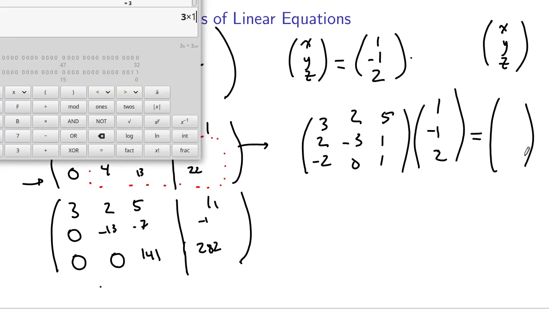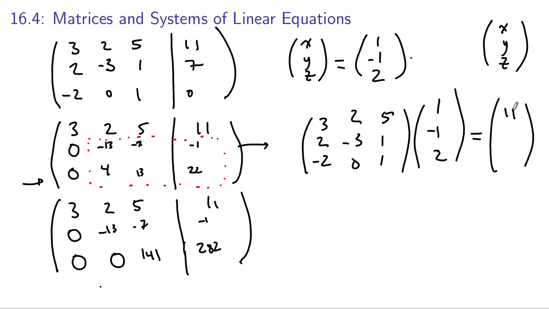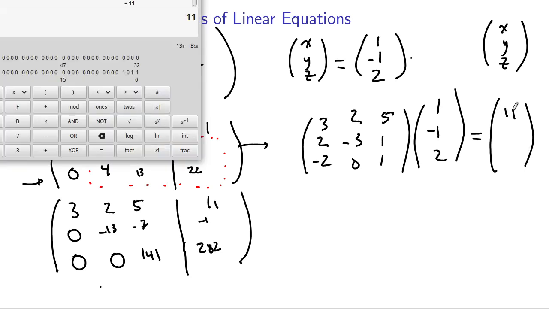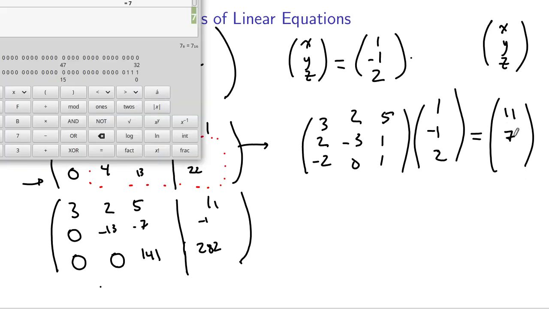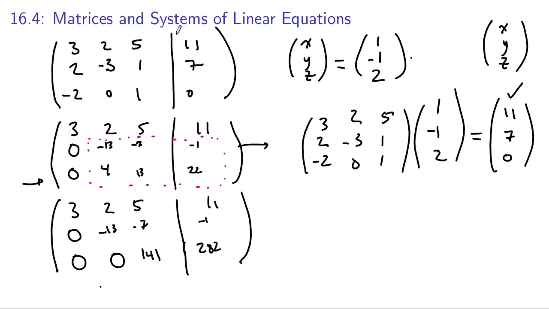So 3 times 1 plus 2 times negative 1 is the same as minus 2 plus 10. This should be 11. And so the first entry is right. 2 times 1 plus negative 3 times negative 1 is 3, plus 2 is 7. And now minus 2 times 1 plus 0 times 1 is 0, plus 2 is 0. And sure enough, it checks out. This is a solution to our system of equations.